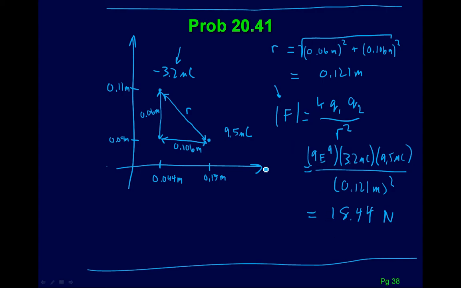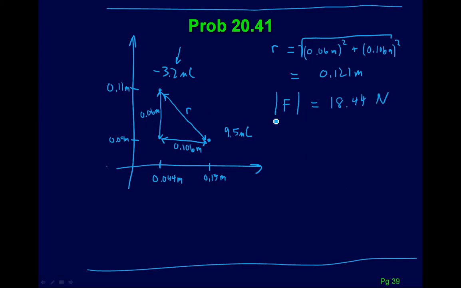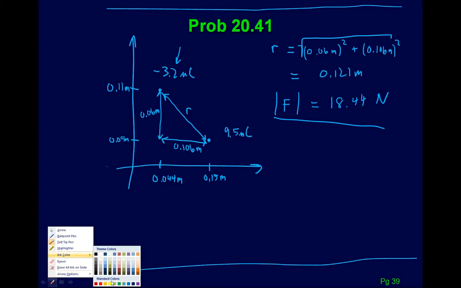Now, real quick, I saw some people who were using the distances of like the 0.106 and the 0.06. You can't use the x or y coordinate. You've got to use the actual r, the actual distance between the two particles. That's really important. And so here I just cleaned it up. Here's again our force. The next step, once we find the magnitude of the force, is to find the direction.